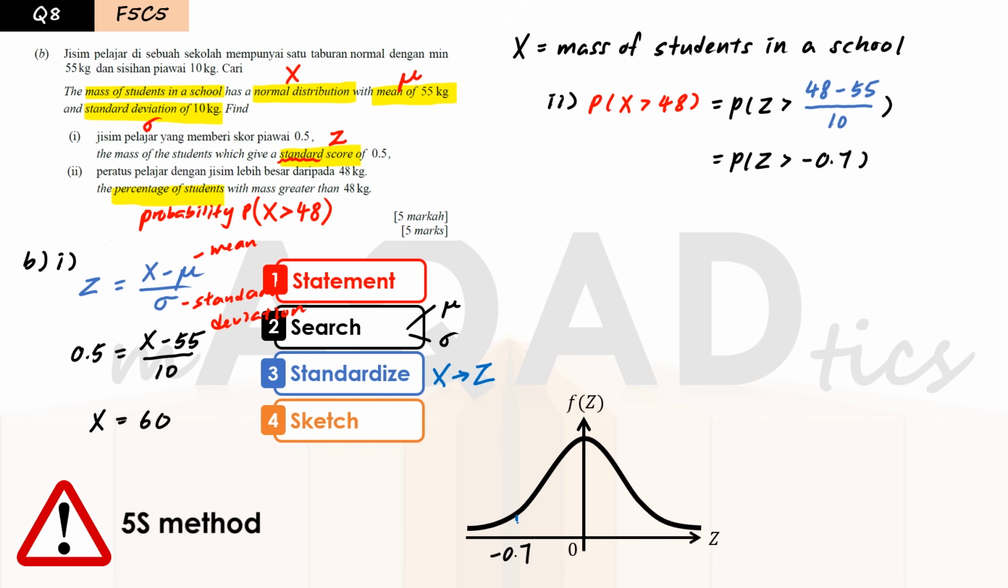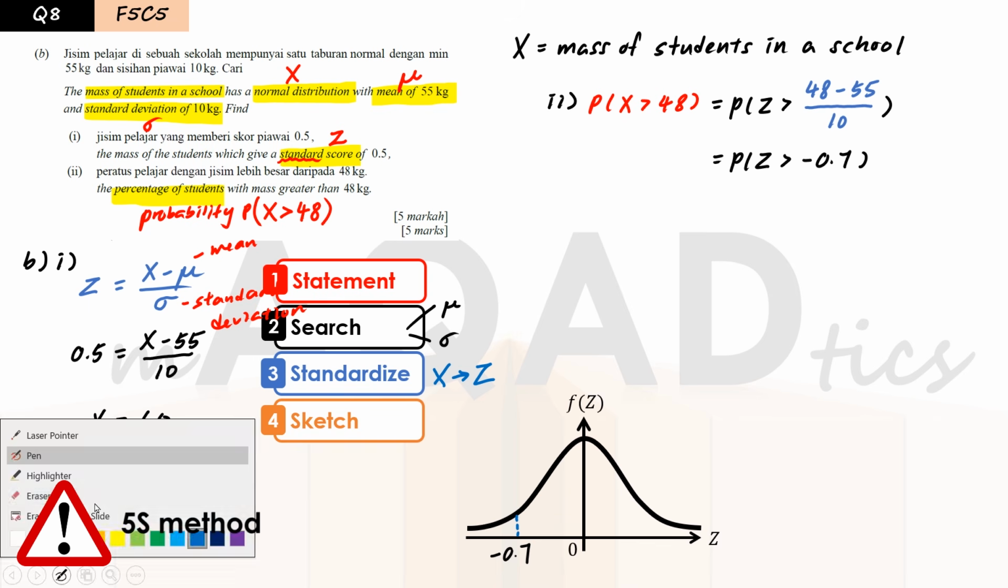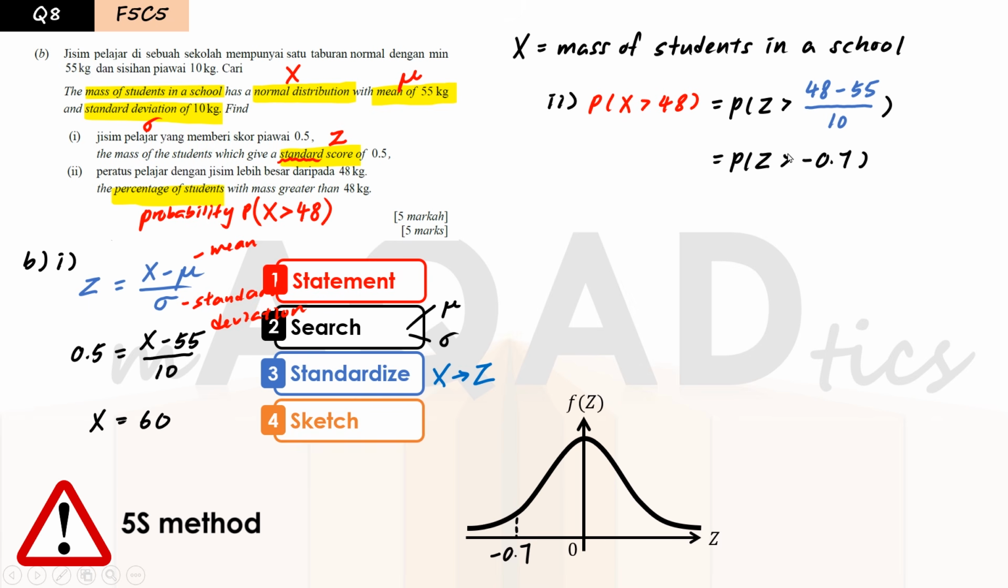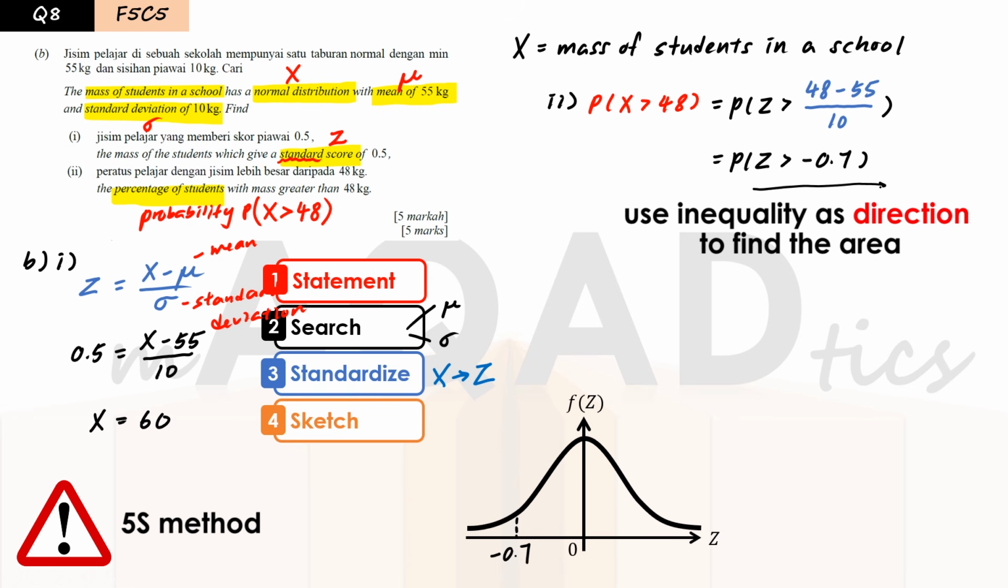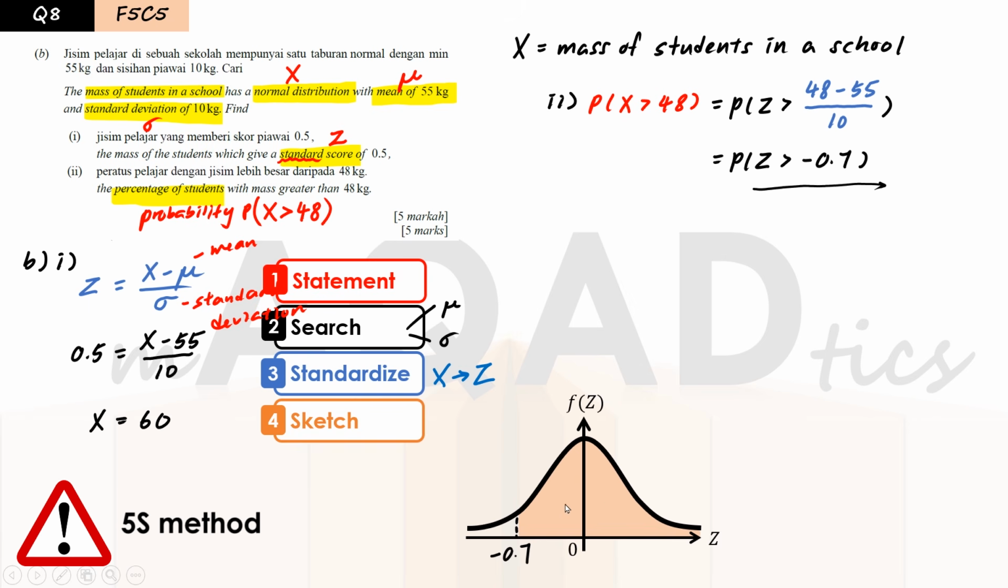Alright, somewhere here. Sorry, let me change the color a bit. So to sketch the area, we can look at the symbol again. This is greater than, so it's the second direction, meaning we are going to the right side. So we start off with negative 0.7 and sketch to the right side. Our area would be something like this. Now this is the area, or the probability, that we are trying to find.